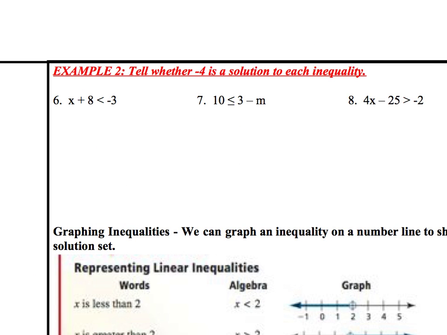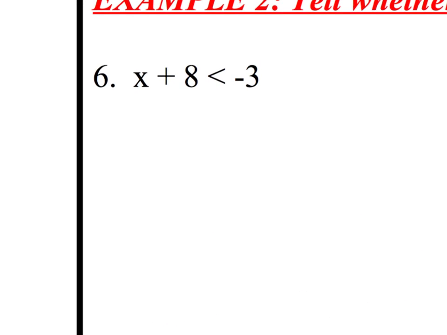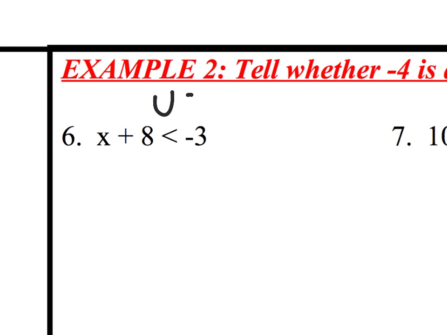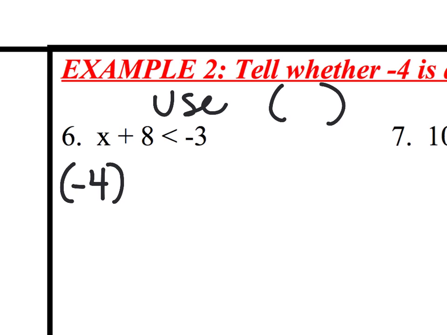On these next 3, we're going to tell whether negative 4 is a solution. So what we're doing is we're going to put negative 4 into these inequalities and we're going to see if it makes it true. When you do this, please use parentheses. Okay, so I'm going to put negative 4 where the x is. I'm substituting negative 4 in parentheses, and I'm going to add 8, and that needs to be less than negative 3. If it's not, then it's not a solution.